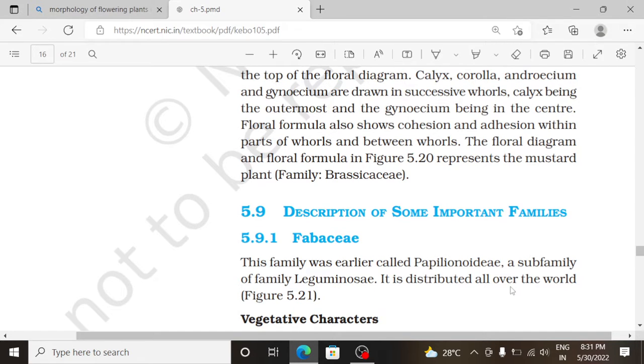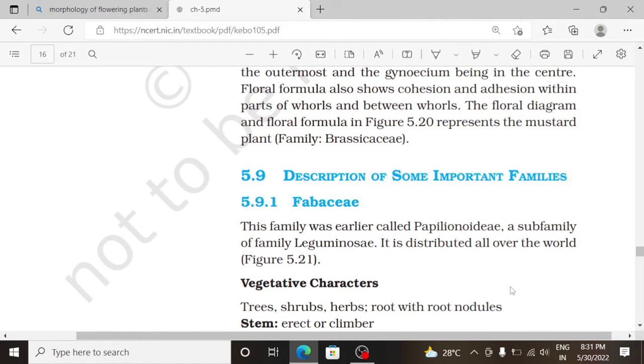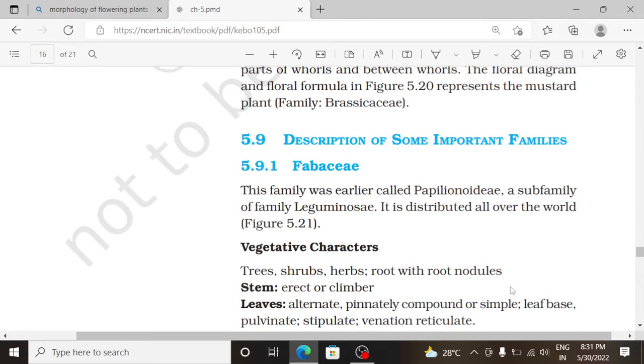But I need to check this pronunciation because I am not sure about it, but I'll check it. Of course I'll check it. Okay.